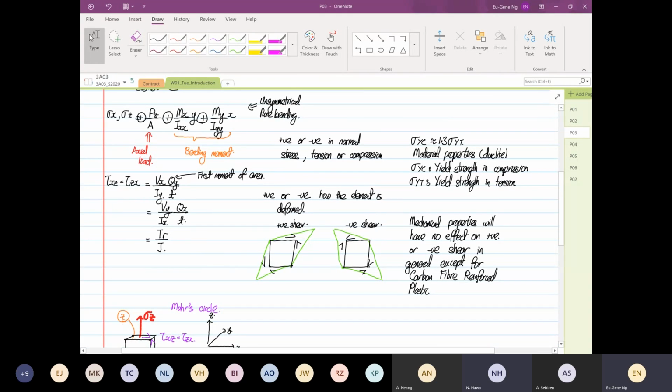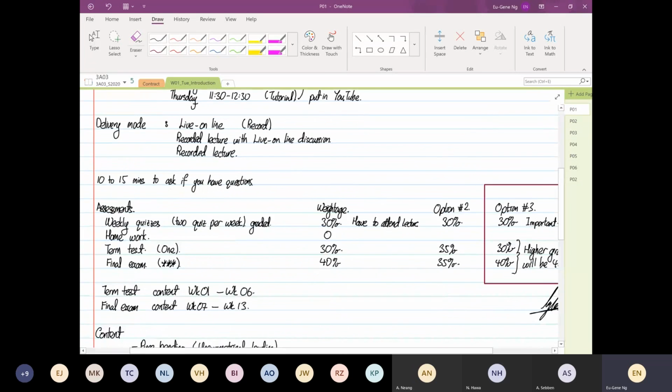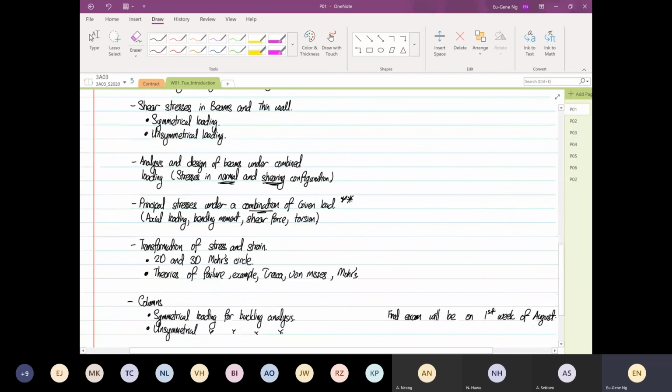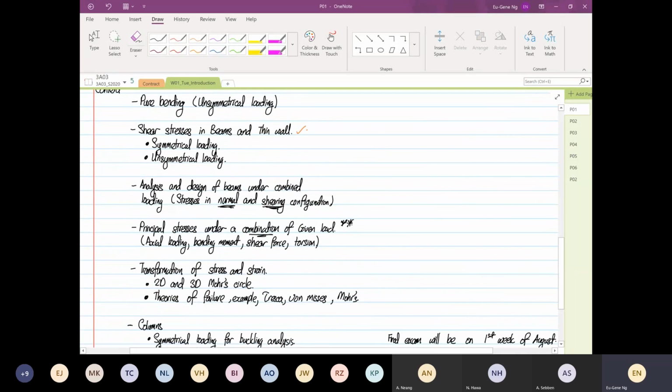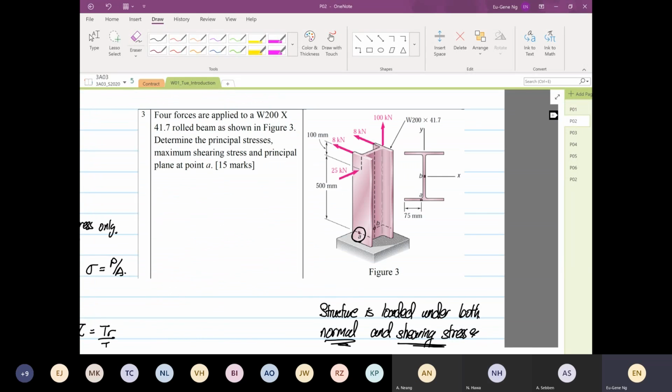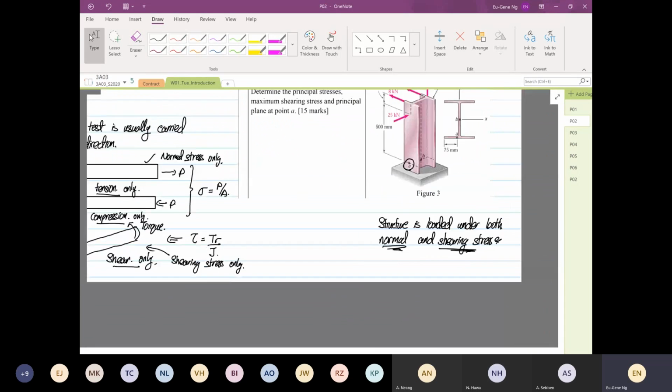Okay, don't worry about that first. I will teach that, as I said, this is just an introduction. I will teach that in the shearing stress in beam and thin wall. So don't worry about that first. Thank you, I'm glad that you are observing that, and asking how you determine that. Any other questions, please?